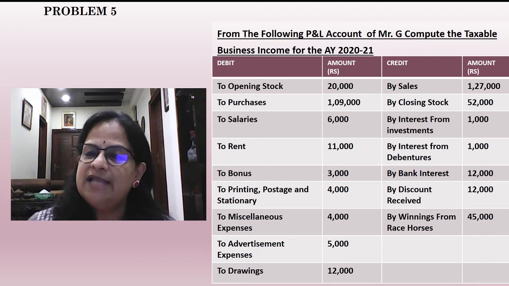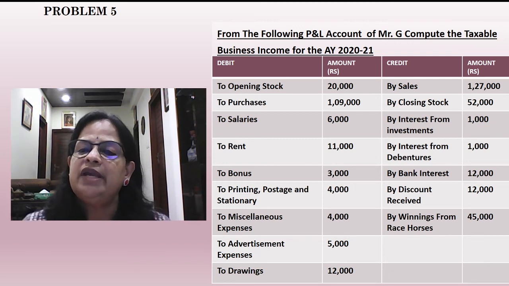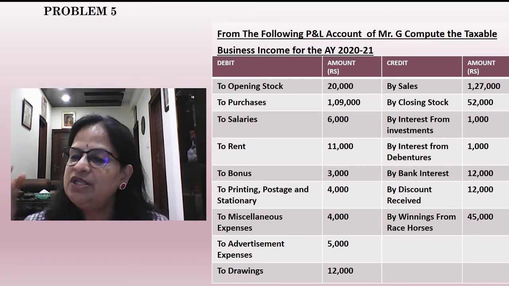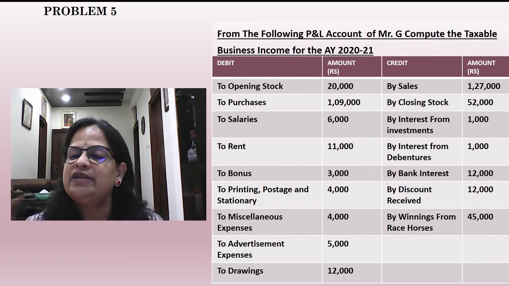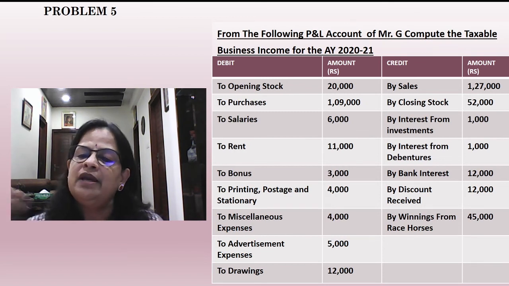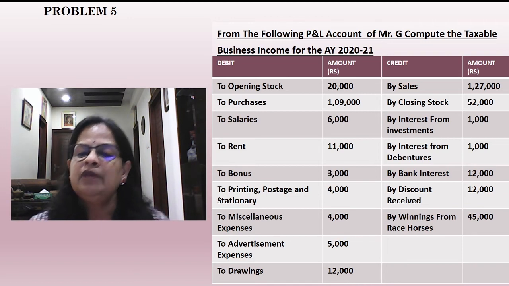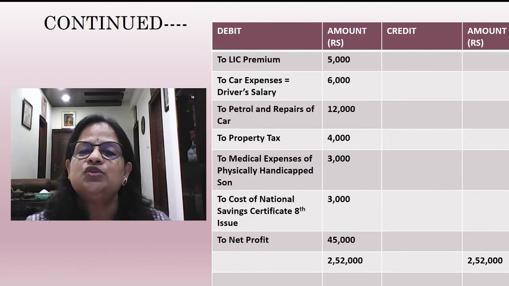Credit side, sales is allowed, closing stock is allowed, interest from investments not allowed. It should go to income from other sources. Interest from debentures not allowed, it should go to income from other sources. Bank interest not allowed. Dividend, discount, the bank interest should go to income from other sources. Discount receipt can be allowed because usually in the business they will get discount for making early payments and all. Winnings from race horses not allowed. It should go to income from other sources.